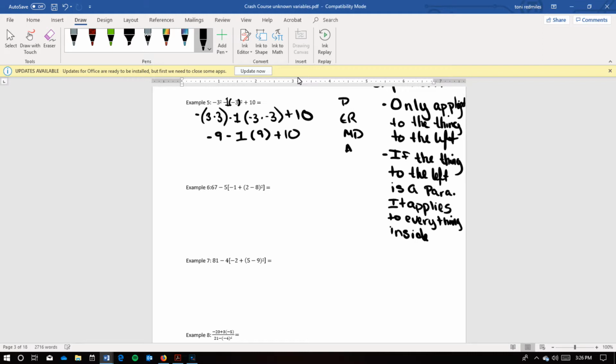Now I need to jump down to my multiplication and division, of which I only have one thing here that's being multiplied. A negative and a positive being multiplied together gives me a negative. 1 times 9 is a 9. Now I can just work from left to right with my adding and subtracting. Negative and a negative means I'm going to add the two numbers and it's going to be negative. Negative and a positive means I'm going to subtract the two numbers, and it's going to take the sign of the bigger absolute value. So my answer is -8.